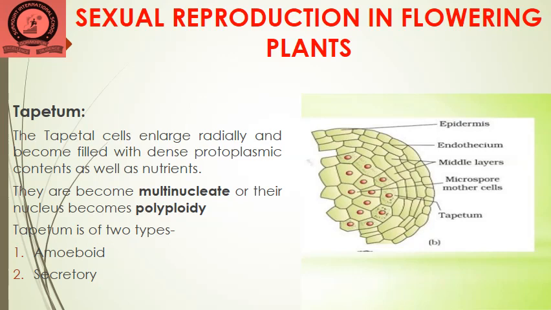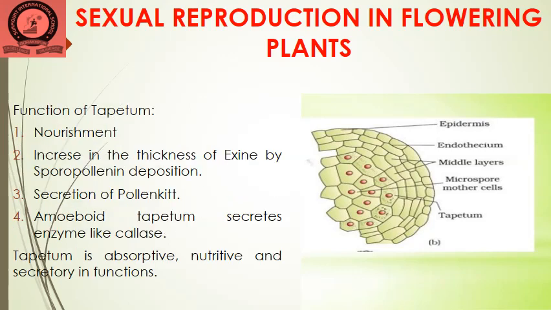Tapetum is of two types. One is the amoeboid type and the second one is the secretory type. The amoeboid type of tapetal cells fuse to form periplasmodium. It passes in between the sporogenous cells to nourish them, whereas the secretory tapetum passes out substances over the sporogenous tissues for their growth and differentiation.